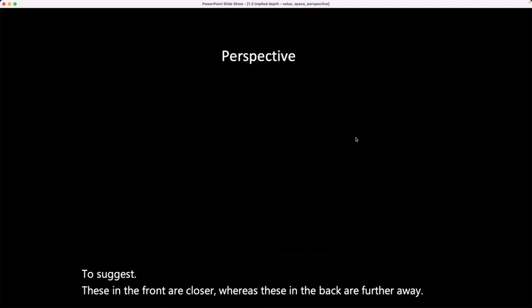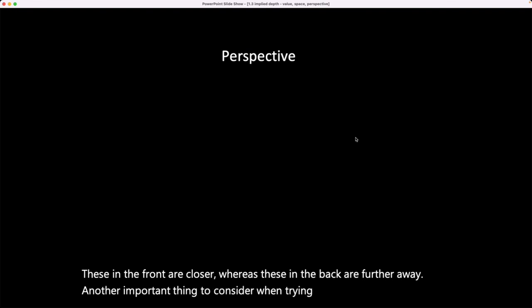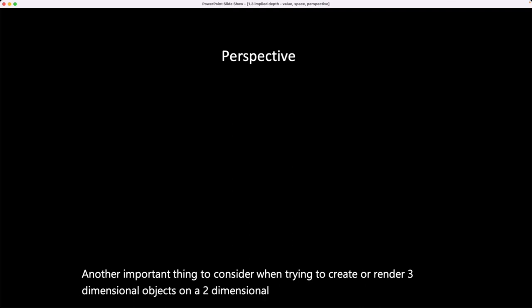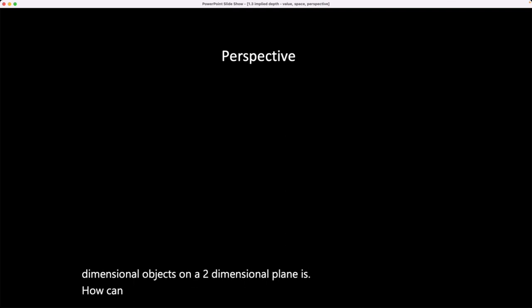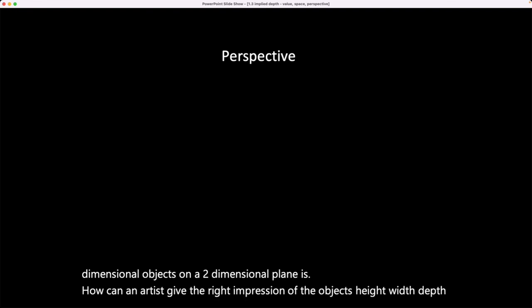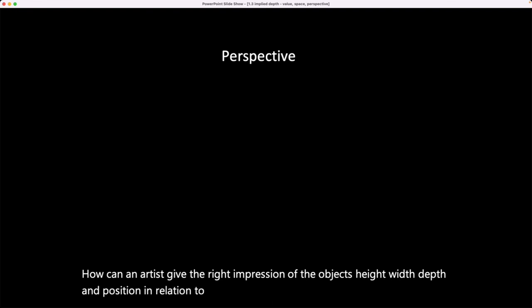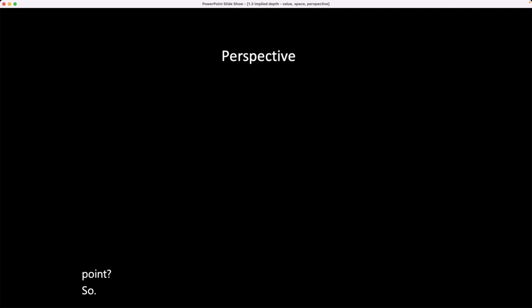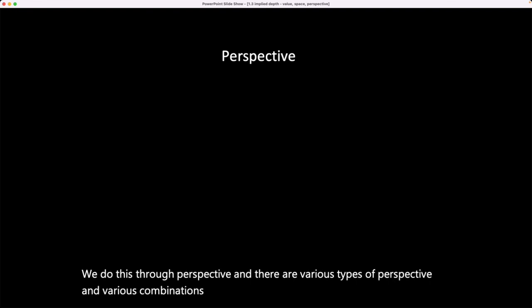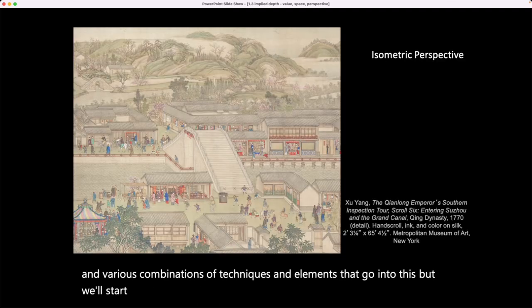Another important thing to consider when trying to create or render three-dimensional objects on a two-dimensional plane is how an artist can give the right impression of the object's height, width, depth, and position in relation to other objects when viewed from a particular point. Well, we do this through perspective. And there are various types of perspective and various combinations of techniques and elements that go into this. But we'll start with isometric perspective.